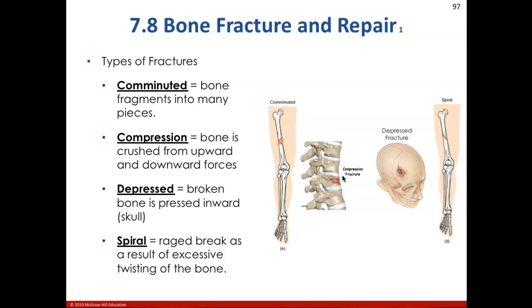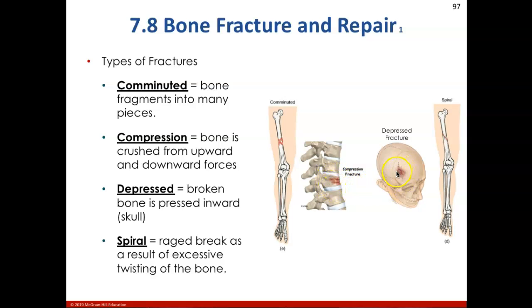And here are some other types of fractures. We have a comminuted fracture where the bone fragments are broken into many pieces. So you're typically going to have about 3 pieces or more. We have a compression fracture, which is when a bone is crushed from upward or downward forces. This is typically going to take place in a vertebrae.